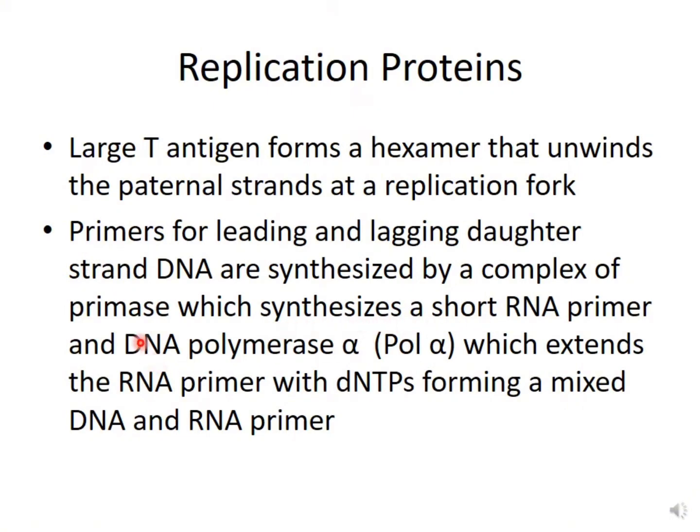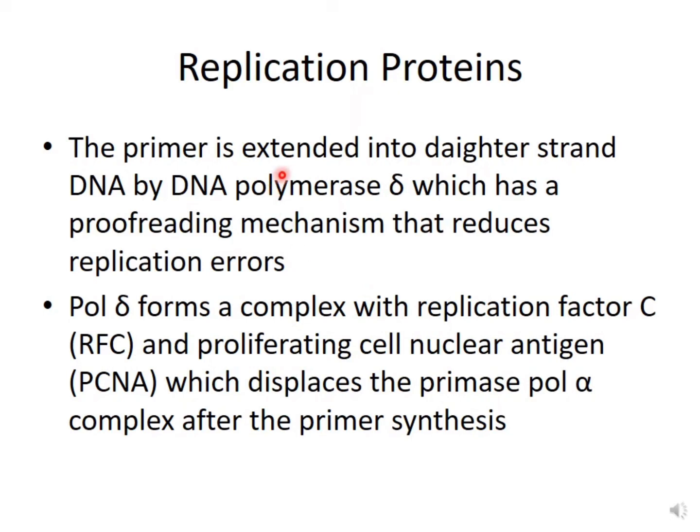Then there are multiple DNA polymerases. The one that is involved in DNA replication is DNA polymerase alpha, short for pol alpha, which extends the RNA primer with dNTPs, forming a mixed DNA and RNA primer. So the primer is RNA that's connected to DNA, as we saw in the previous slide. The primer, as we mentioned, is extended into the daughter strand DNA by DNA polymerase delta, which has a proofreading mechanism that reduces the replication error.